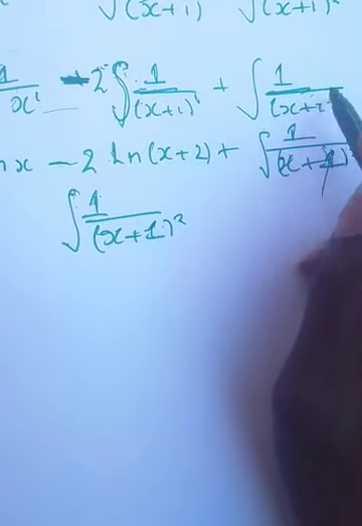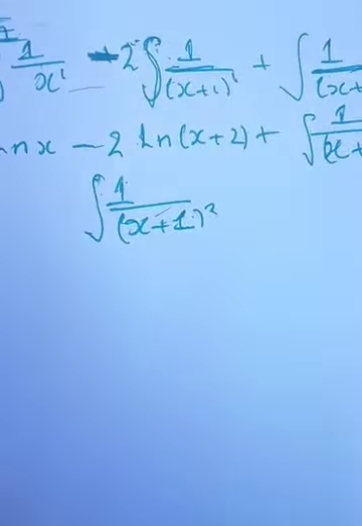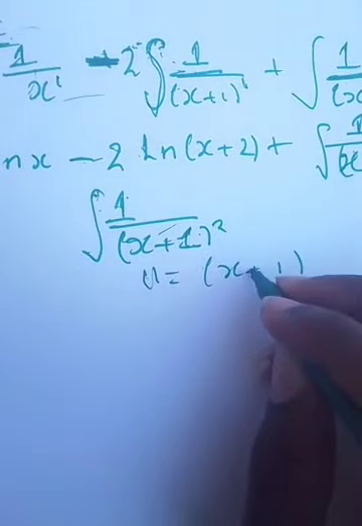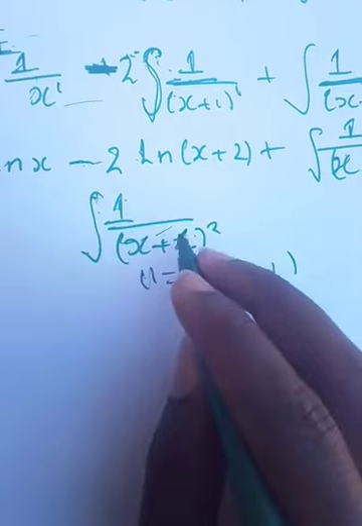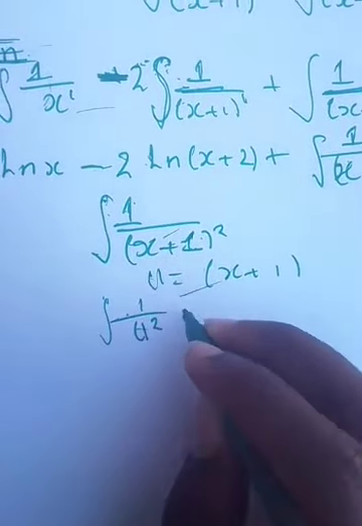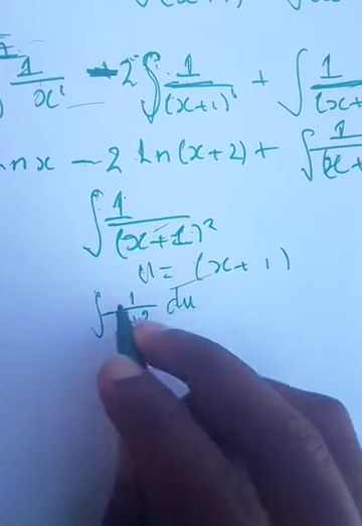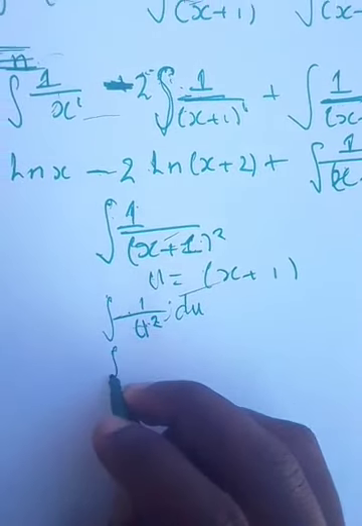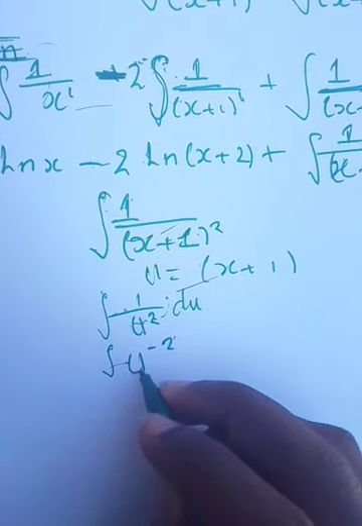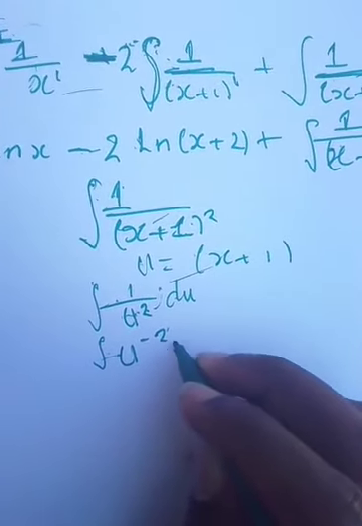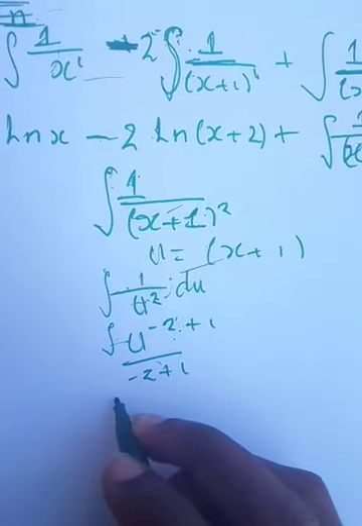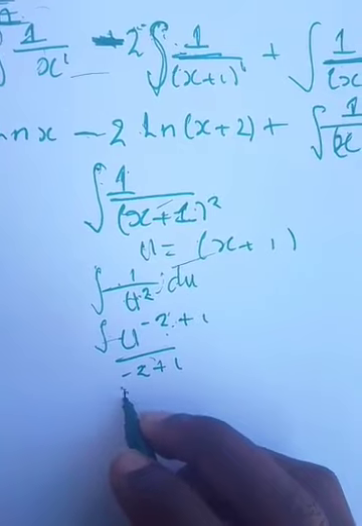So I'll just say u is equal to x plus 1. So where is this one? I'll just put u there. So it's going to be 1 over u power 2, right? So now I'll say du. Let's now integrate this one. I can take this on the numerator, right? So it's going to be u to the negative 2, right? Now we can apply the power rule. So it's going to be plus 1 over negative 2 plus 1, right? And then u is going to give us now negative 1, right? Over negative 1, right?